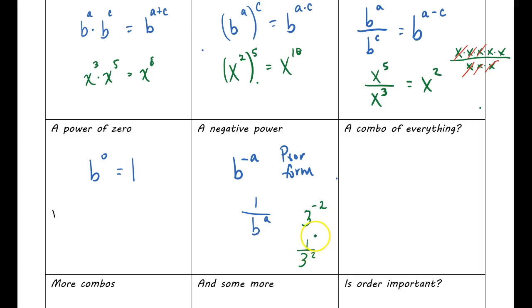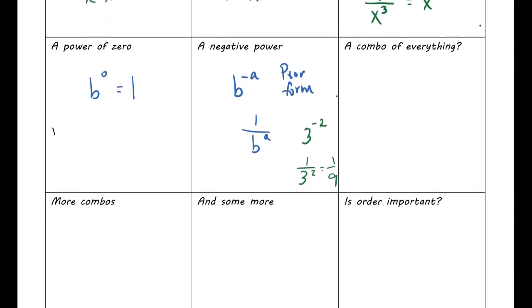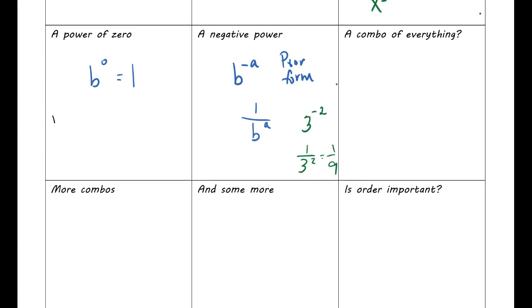But 1 to any power is always going to be 1, so there's really no point in writing that exponent up there. So now it's just 1/9. And that's how this works, and it's pretty awesome like that, okay? So it takes something that's hard to think about, and by doing that reciprocal, it makes it make sense. Now we're going to get into combinations, okay? And a combo of everything just means, and we're going to do several examples, it just means I'm putting all these rules together and figuring out how to make sense of them, okay?